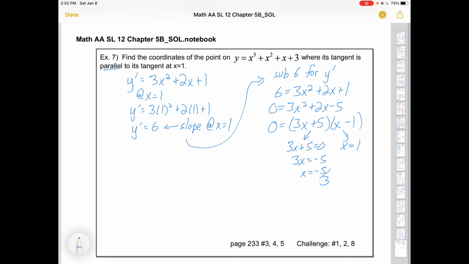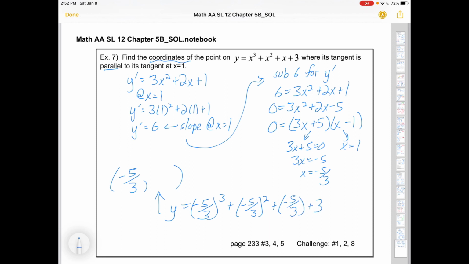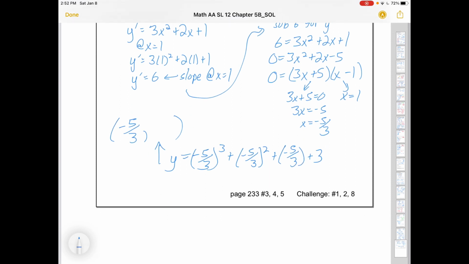Okay, we're almost there. We found the x value, but we need coordinates. So the point is going to be negative 5/3 and some y value. And that y value is going to come from subbing in negative 5/3 in the original. And this may be a bit painful. And that's okay. We can still work through it. I have faith in us. Plus 3. Okay, and this is probably a good exercise in just playing with fractions.